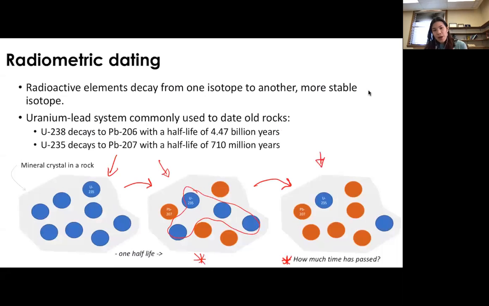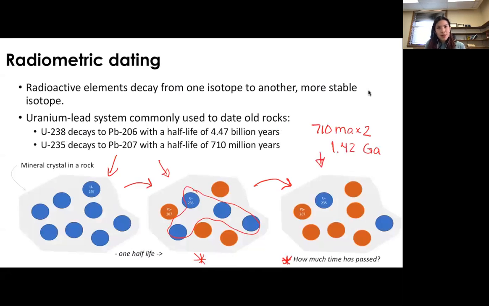So this tells us that 2 half-lives have passed, and therefore this rock is approximately 710 million years times 2, or 1.42 billion years. Billion is abbreviated by a capital G, and A stands for years, or annum.